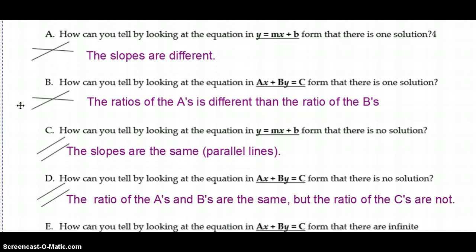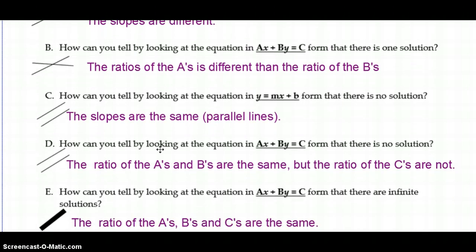Part B: how can you tell by looking at the equation in ax plus by equals c form that there is one solution? It's that the ratio of the a's is different than the ratio of the b's. I'm going to talk about that a little more when we get down to D, and you'll see what I'm talking about. Part C: how can you tell by looking at the equation in slope-intercept form that there is no solution? Well, to have no solution, the lines must be parallel. And we know from previous lessons that lines that are parallel have the same slope. So slopes that are different give one point of intersection, and slopes that are the same will create parallel lines.